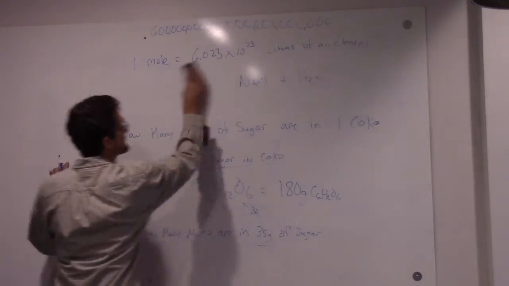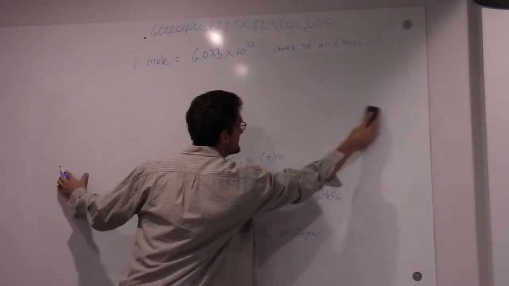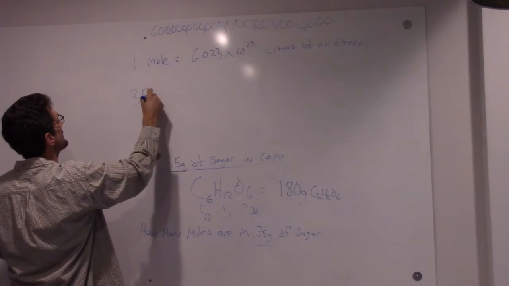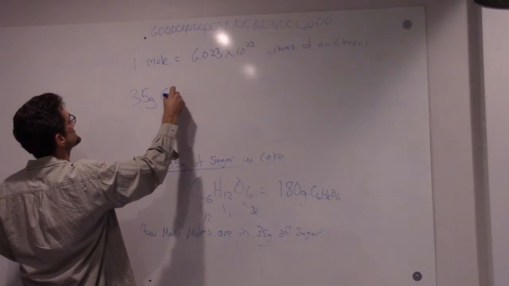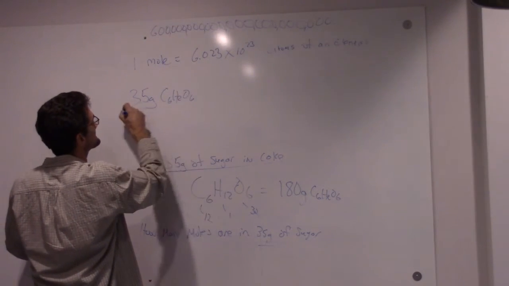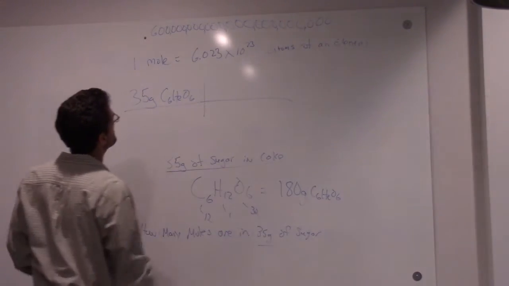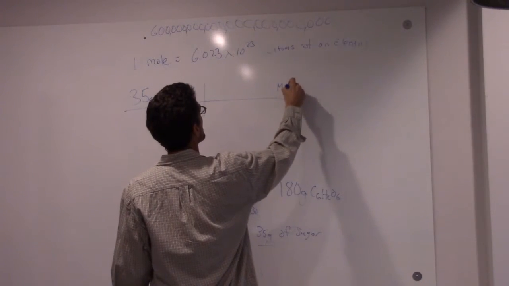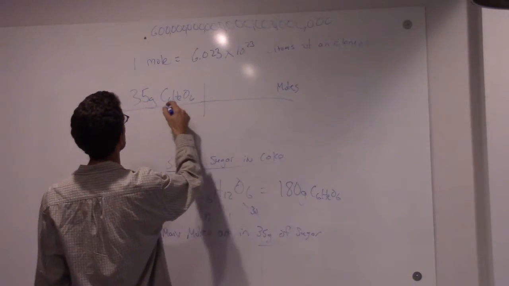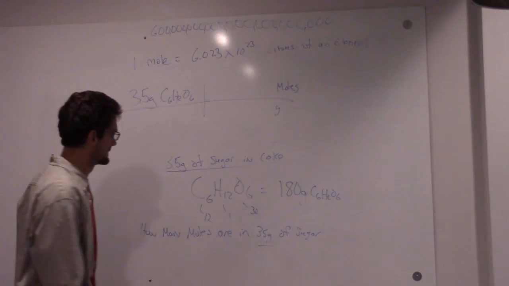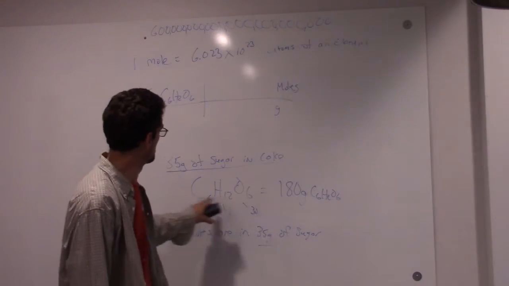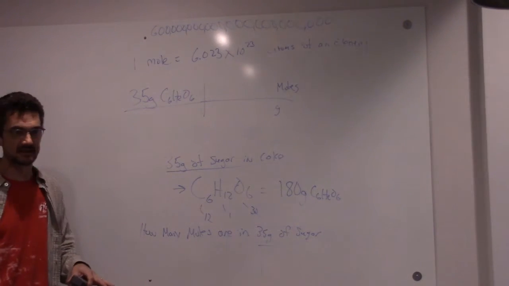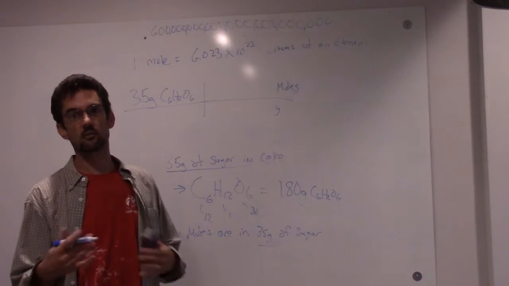I'm going to erase some of this up here. All right, so we start with 35 grams of C6H12O6, and we want this to end up in moles. So we want moles up here. We need something down here that's going to cancel with grams. We calculated the molecular weight down here, and the molecular weight is also equal to what 1 mole weighs.